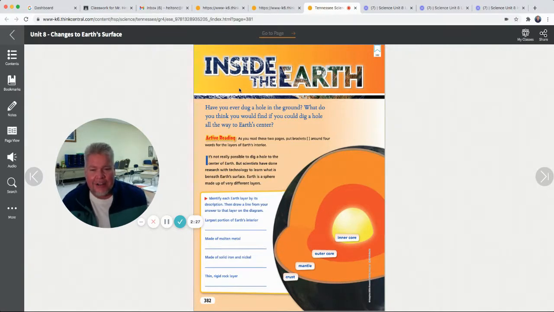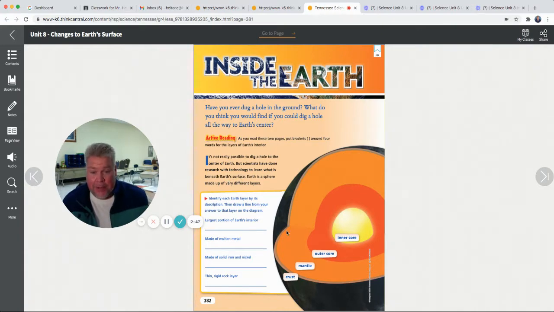Inside the Earth. Have you ever dug a hole in the ground? What do you think you would find if you dig a hole all the way to the Earth's center? I don't recommend you do that. You probably couldn't anyway, but you'd burn up if you did. It's not really possible to dig a hole to the center of the Earth, but scientists have done research with technology to learn what is beneath Earth's surface.